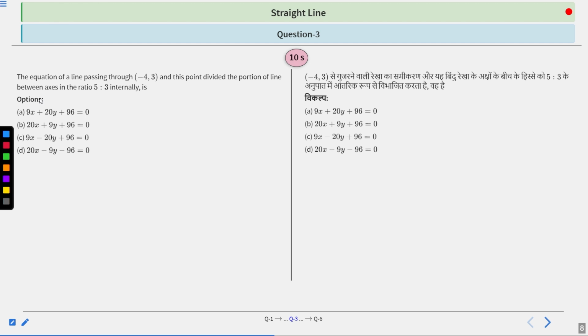The point (-4, 3) divides the portion of the line between the axes in the ratio 5:3 internally. What we have to do is apply the section formula, since the ratio is given. By using the section formula and the fact that the line passes through (-4, 3), we can easily reach the answer. So in this way, you can try to approach this question. You have 10 seconds to solve or think about this question. After 10 seconds, we will discuss the solution part.